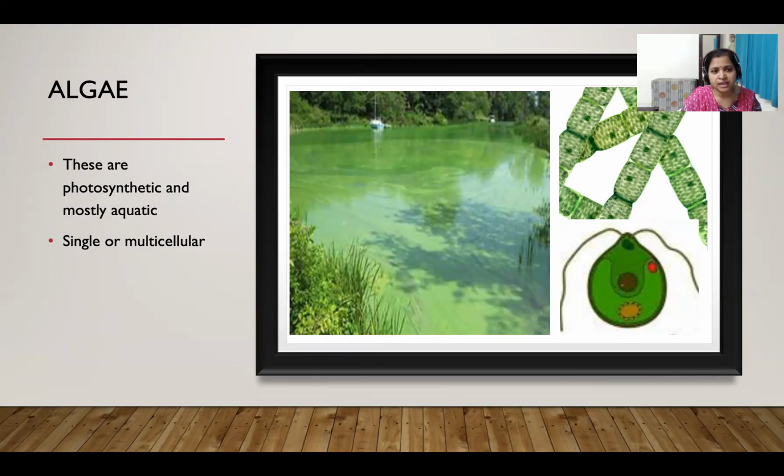Next comes algae. These are photosynthetic in nature, it means they have chlorophyll pigment. So most of them are green in color and they are mostly aquatic in nature. They may be single cellular or they may be multicellular. Here in the picture you can see a pond and you can see the greenish structure. These are the algae. Here is one example commonly found in ponds, a filamentous algae known as Spirogyra. This is another algae, called Chlamydomonas.